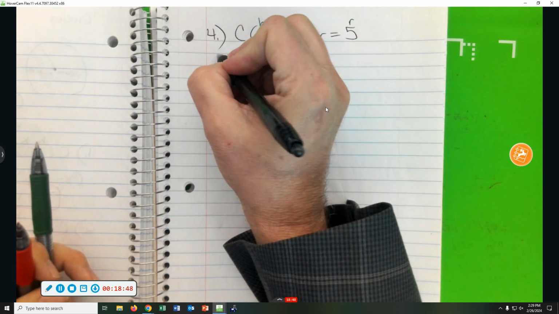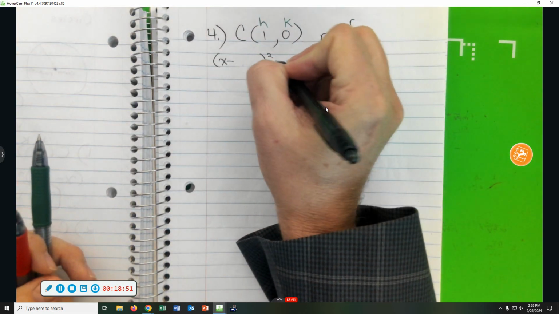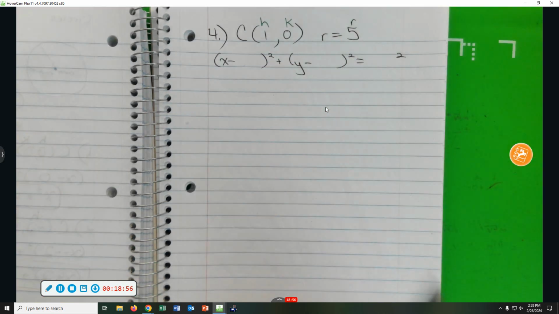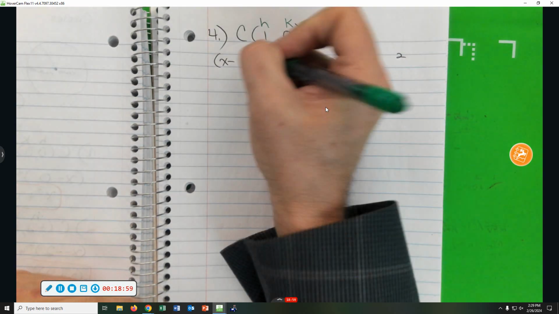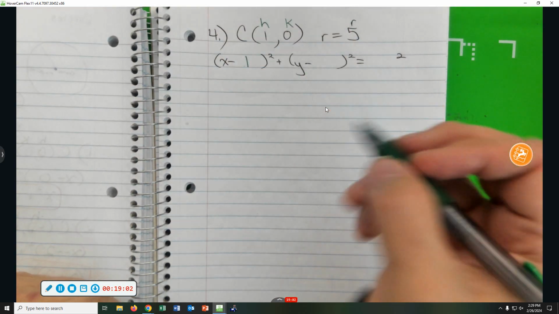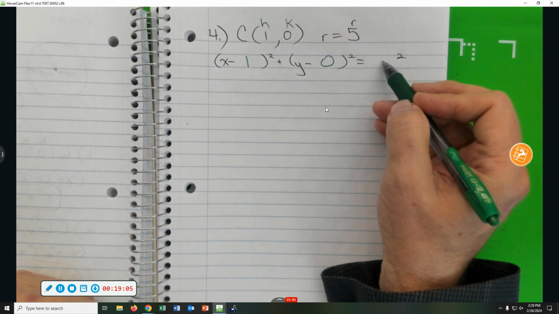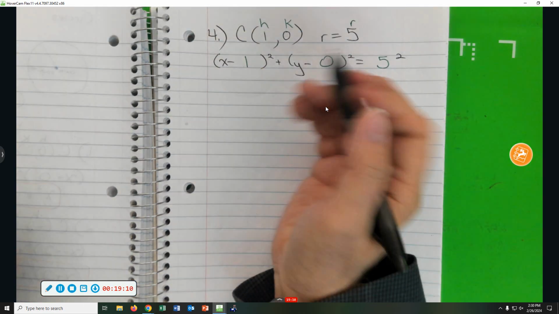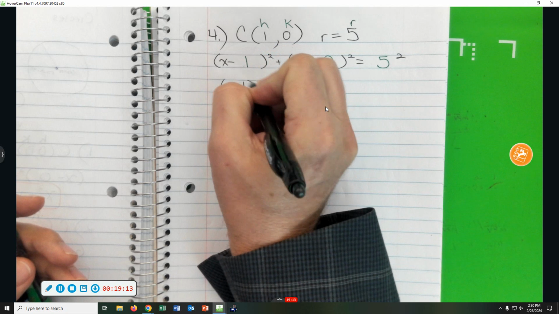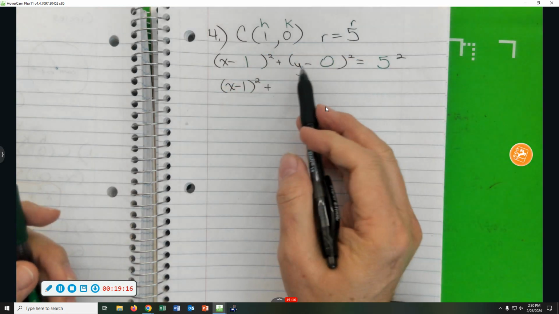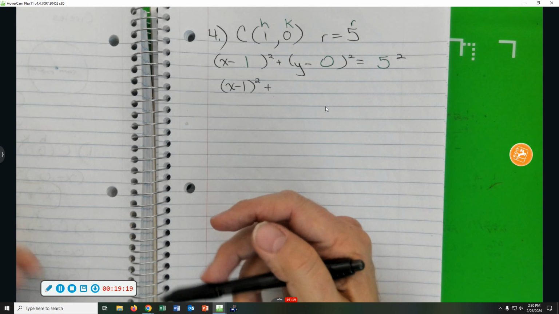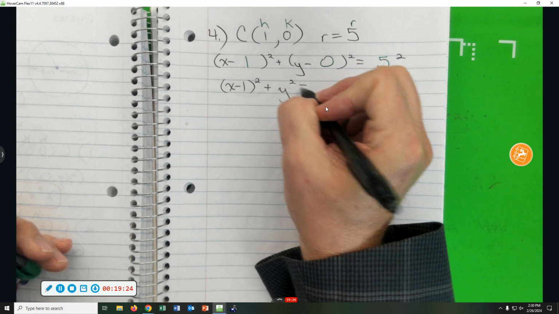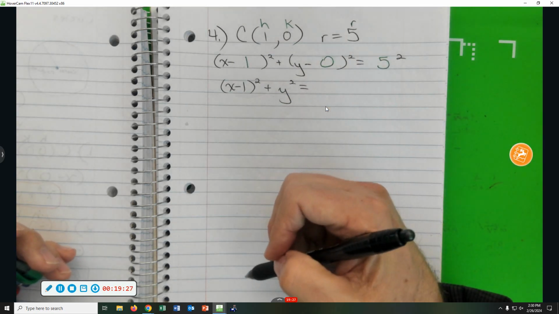So x minus, y minus. Y'all tell me what number's going to go here? 1 here, 0 here, 5, and so it's x minus 1. I'm just going to leave it as x minus 1. I can clean up that y minus 0 squared real nicely to be just y squared. And on the right-hand side, 25.